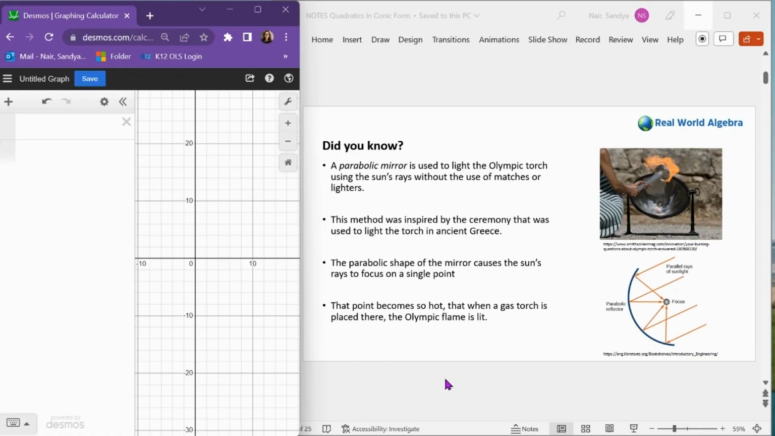What happens is the parabolic shape of the mirror causes the sun's rays to focus on a single point. Here's a diagram representing the parabolic mirror. When these rays of sunlight all come in, they get focused on this point right here that's called the focus. This point will become so hot because of all the rays being focused that when this gas torch is held up right at that point, the Olympic flame is lit.